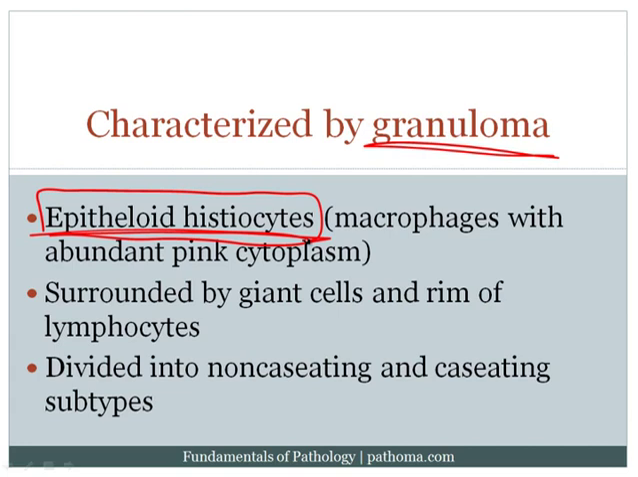Now, there are some additional features of a granuloma. They're not necessary for a granuloma, but they're usually also seen with it. For example, giant cells are usually also seen with a granuloma, and a rim of lymphocytes is also usually seen. But let me make it very clear: the defining feature of a granuloma is an epithelioid histiocyte. High yield, okay? Please keep that in the back of your mind.